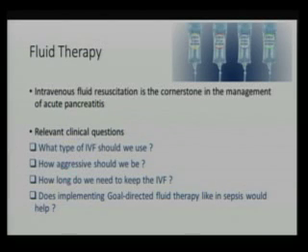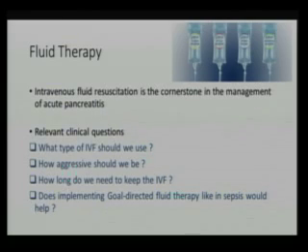Going more into fluid therapy. So intravenous fluid resuscitation is the cornerstone of management of pancreatitis, okay? There's more questions than answers, okay? Whoever has the answer, I think they're lying. No, I'm just kidding. So the first question is, what type of IV fluid should we use, okay? How aggressive should I be? And those who are in med-peds might have already encountered some discrepancies among your attendings with these questions. And then, how long do we need to keep the IV fluids on?